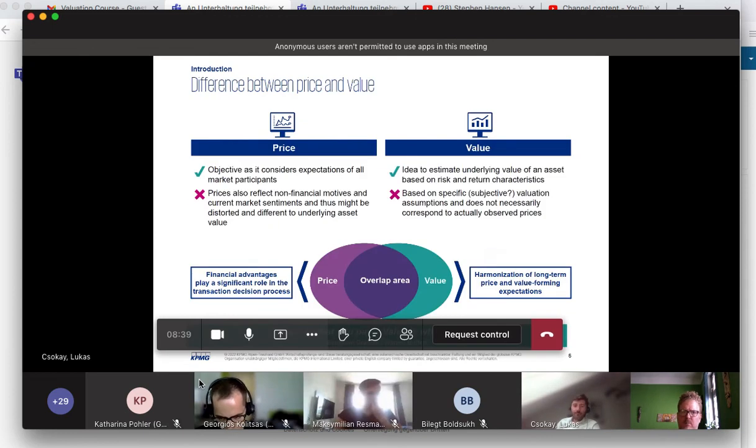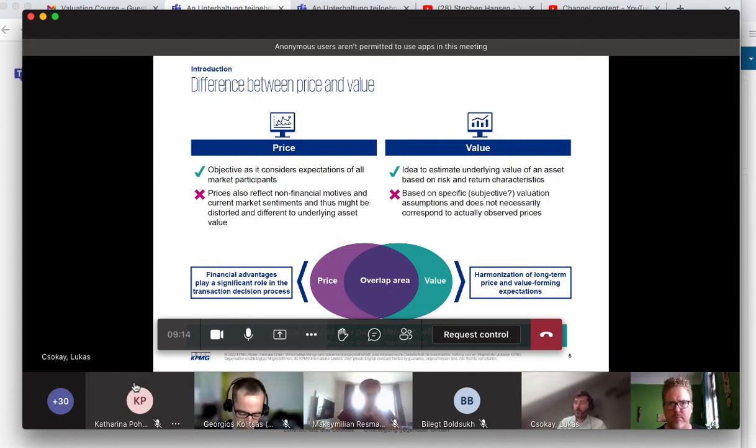Now what's important here is to again differentiate between what's price and what's value. There's a quite famous quote by Warren Buffett, or actually it was by Benjamin Graham, Warren Buffett's mentor, that price is what you pay and value is what you get.